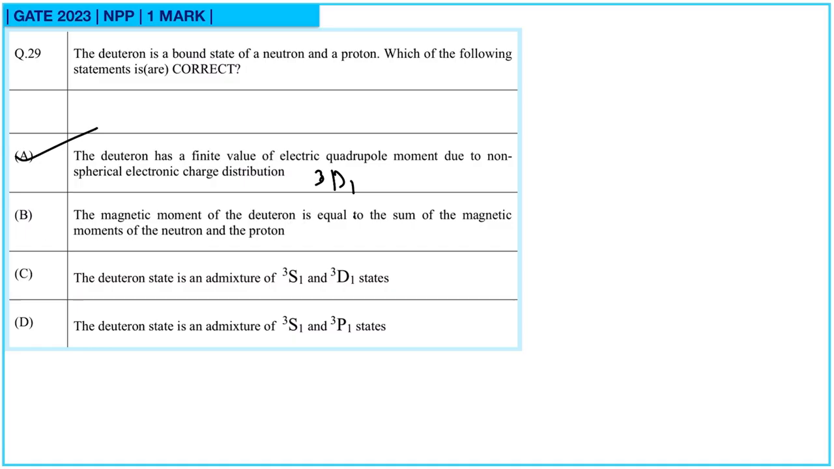Then the magnetic moment of deuteron is equal to sum of the magnetic moments of neutron and proton. Also their coupling is considered. So B is not correct. Option C, the deuteron state is an admixture of 3S1 and 3D1 states. This is correct. Option D, deuteron state is admixture of 3S1 and 3P1 state. So here option A and C are correct.